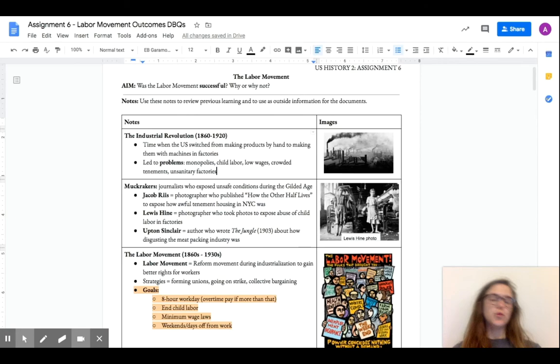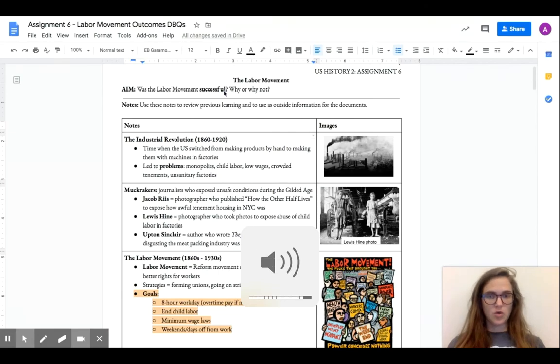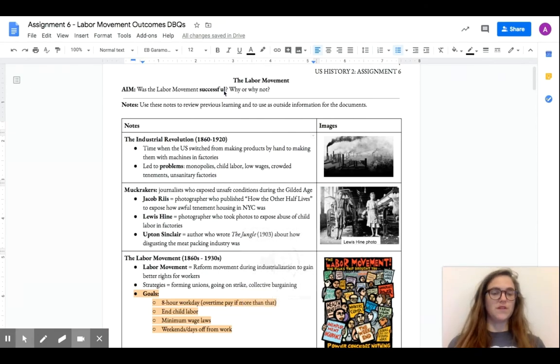Okay, so this week's lesson is about the labor movement. We are going to look at, was the labor movement successful? Did it achieve its goals? Did it help people improve the things they wanted to improve? Why or why not? Let's review real quick the Industrial Revolution and the labor movement, and then I'll get into the read aloud.